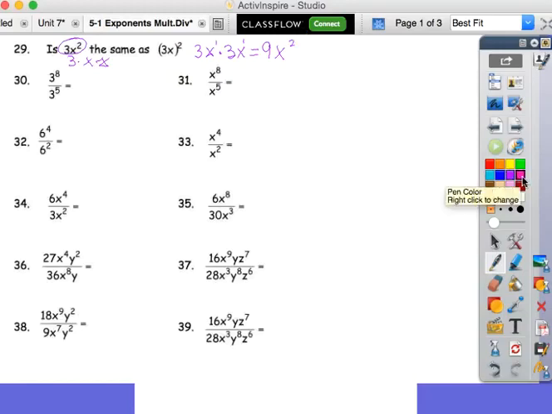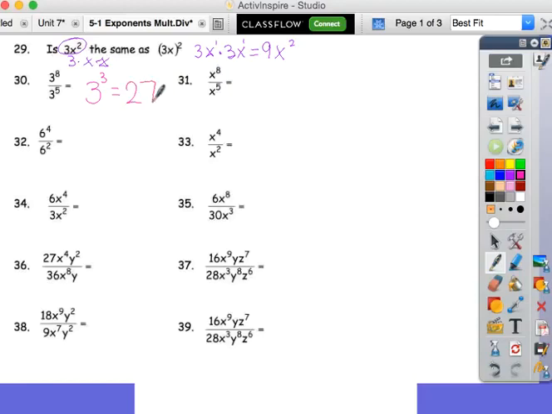Okay, so here we're dividing 3 to the 8th power divided by 3 to the 5th power. Do we have the same base? The base is 3, so we have the same base. So we can write the base, which is 3, and then subtract the exponents. 8 minus 5 is 3. And so I would like to see that first, and then you can continue to simplify that down to 3 times 3 times 3, which is 27.